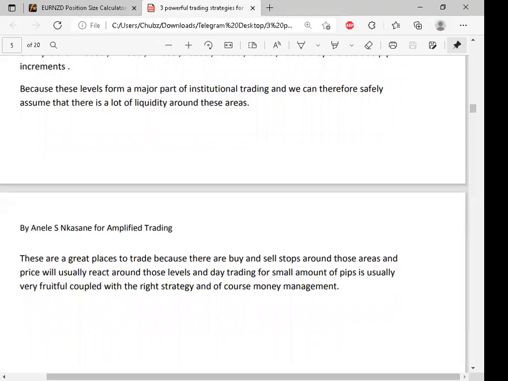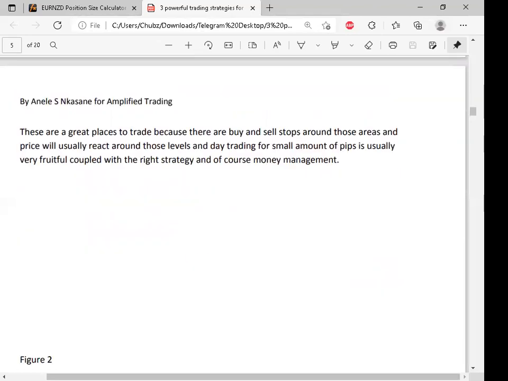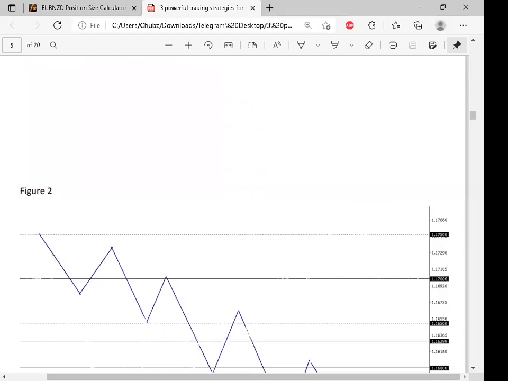Now, these are great places to trade because there are buy and sell stops around those areas, and price will usually react around those areas. And especially for day trading, for a small amount of pips, usually very fruitful. I won't lie to you. Obviously, if you use the right strategy, so take 2 or 3 more tools and combine them with just the round number and some money management, of course, that makes things so much easier, I can say.